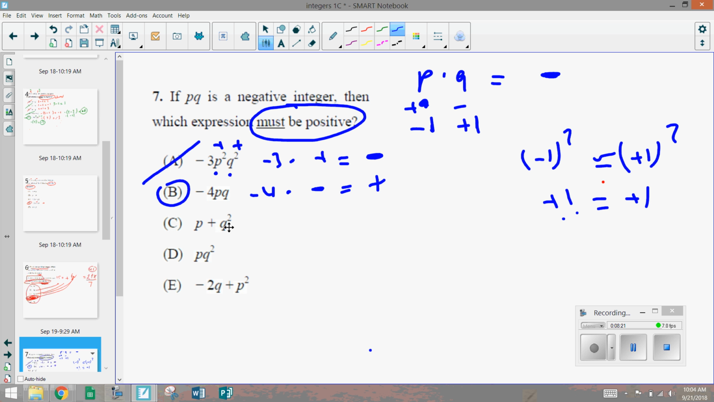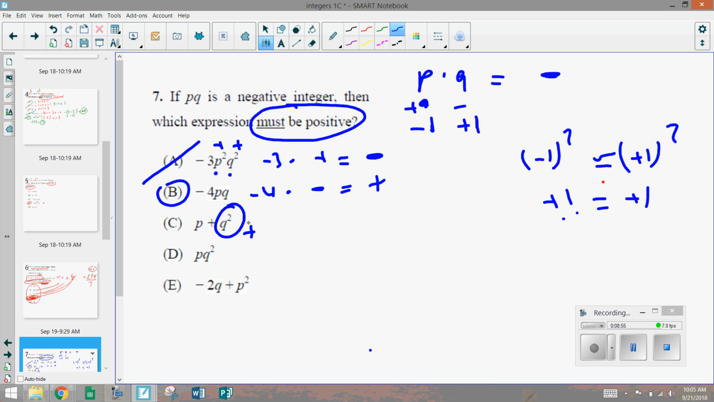And P plus Q squared. I have no idea what P is. It could be positive, it could be negative, alright? But I'm pretty sure Q squared is positive. But P, it depends. If it's positive, the result will be positive. If it's negative, it could be negative, it could be positive. If it's bigger than Q squared, it's going to be negative. If it's less than Q squared, it's going to be positive. It depends. Does that make sense?